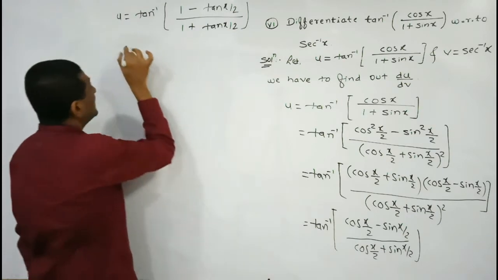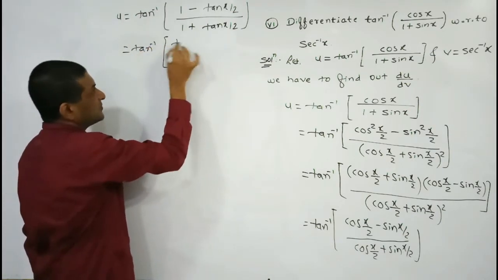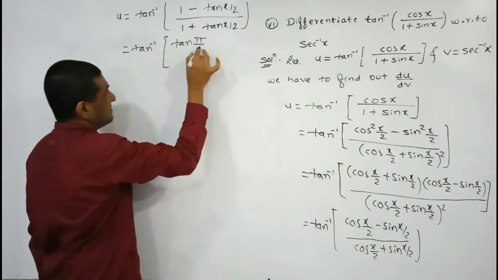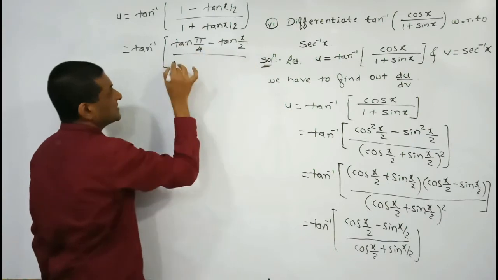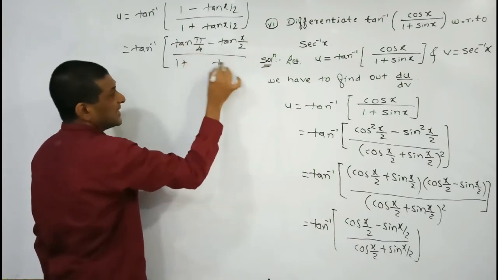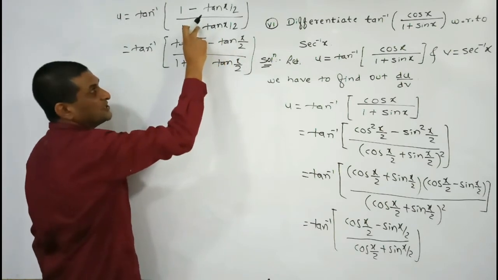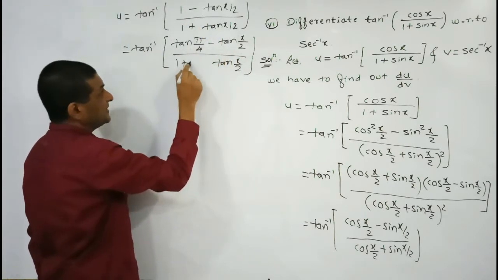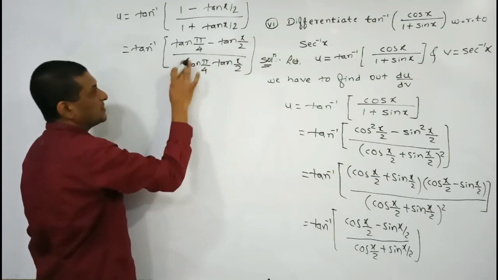So which is equal to tan inverse, keep it as it is, this 1, can I replace 1 by tan pi by 4? Yes, tan pi by 4 minus tan x by 2, keep it as it is. In the denominator, 1 as it is, plus also as it is. Here tan x by 2 also as it is. What is the coefficient of tan x by 2? Here nothing is there, means 1 is there. 1, can I replace it by tan pi by 4? Yes, 1 can be replaced by tan pi by 4.